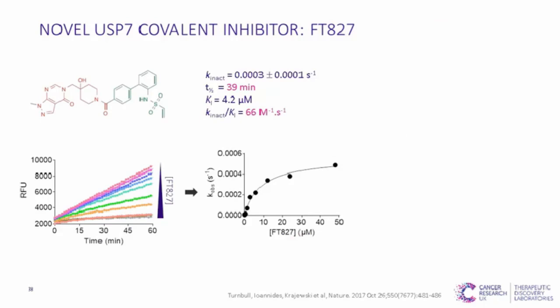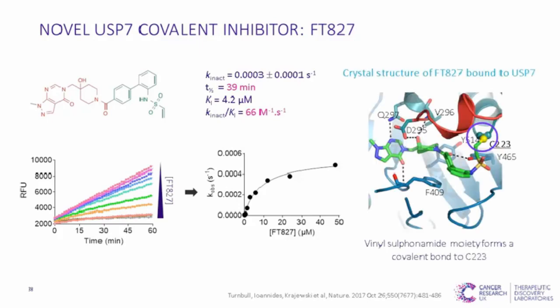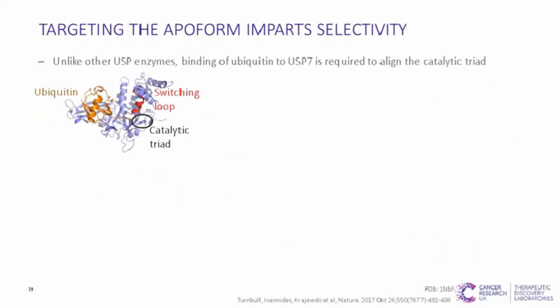So the output of this campaign was this covalent inhibitor, FT827, which shows here the progress curves and the kobs plot. And the crystal structure here shows the covalent bond to the catalytic cysteine. These inhibitors are highly selective, and this is in part explained by some of the biology of USP7. So this is a crystal structure that shows ubiquitin in gold, the switching loop in red, and the catalytic triad. And unlike other USPs, the binding of ubiquitin is required in USP7 to align the catalytic triad.